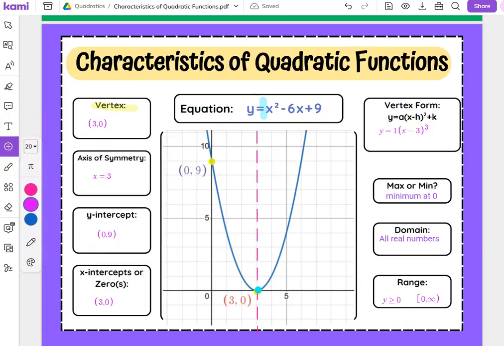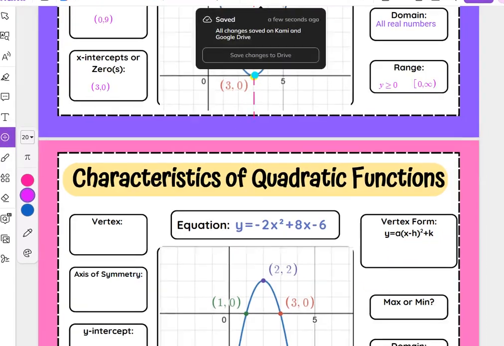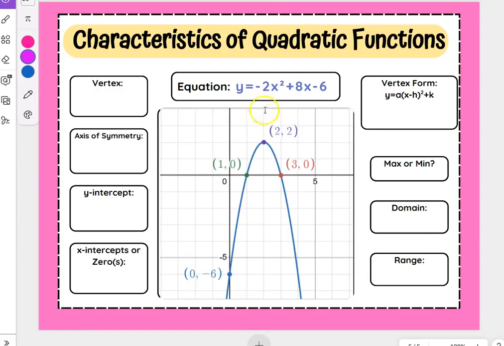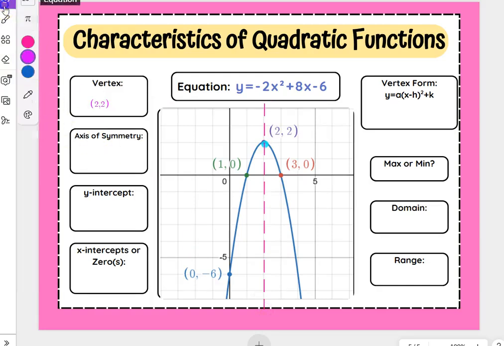All right. And one last one. Let's do the pink one. All right, so our vertex is going to be up here up top at 2, 2. The axis of symmetry is going to cut right down through the middle. So right here through the middle. So that would be x equals 2.